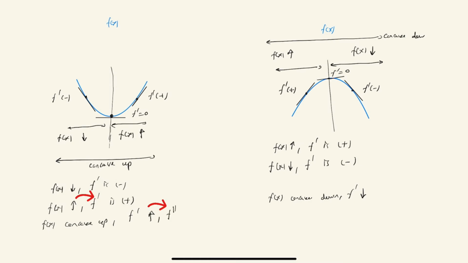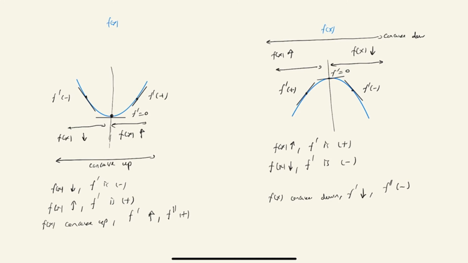Here, when f of x is increasing, then f prime is positive. That's going to be the same for the second derivative. And then on the second graph, since f prime is decreasing, the second derivative there is negative.